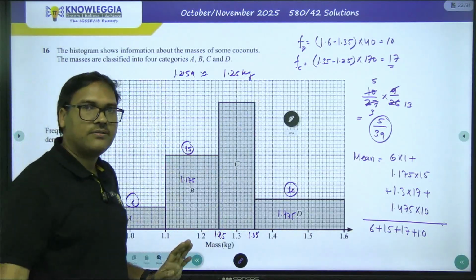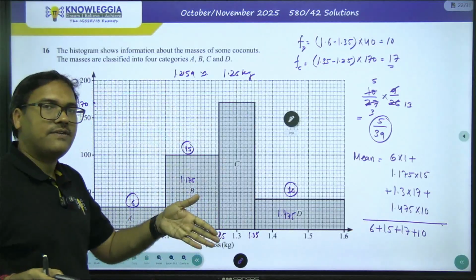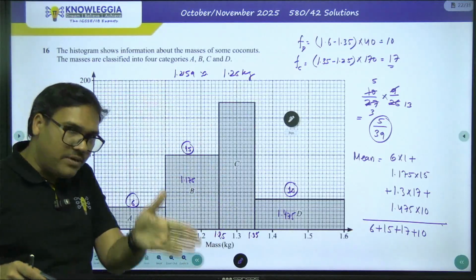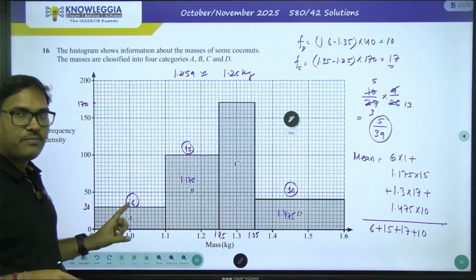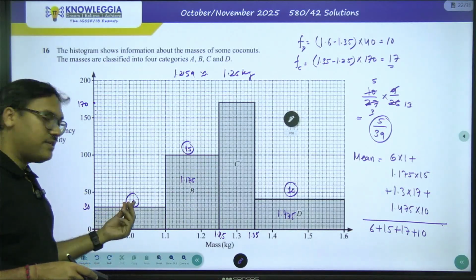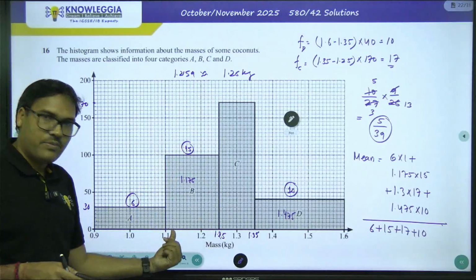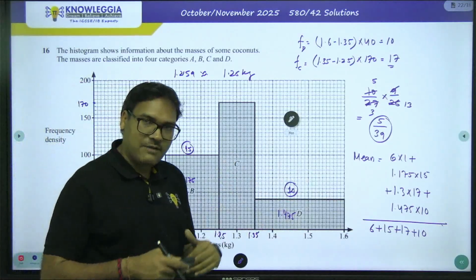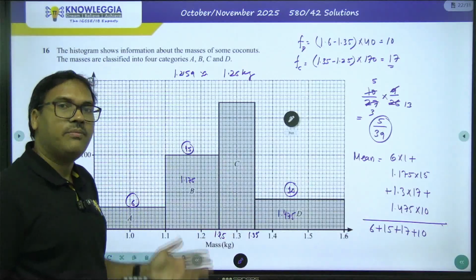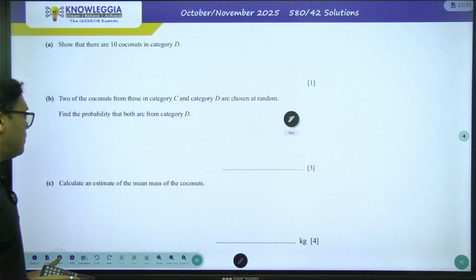How to find the mean? Because this is in the class interval, frequency multiplied with the midpoint. The frequency we have calculated by taking the area. So frequency multiplied with the midpoint of the class, and so on, divided by the sum of all the frequencies will give you the mean. Okay. I hope this is also clear.